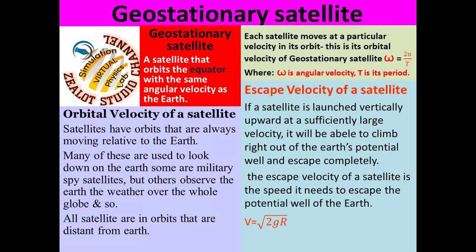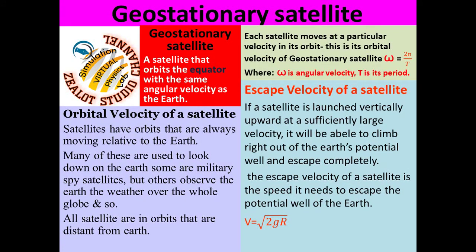Geostationary satellite. Geo means the Earth, and stationary means the velocity is zero. That means the relative velocity of the Earth and the artificial satellite is zero.